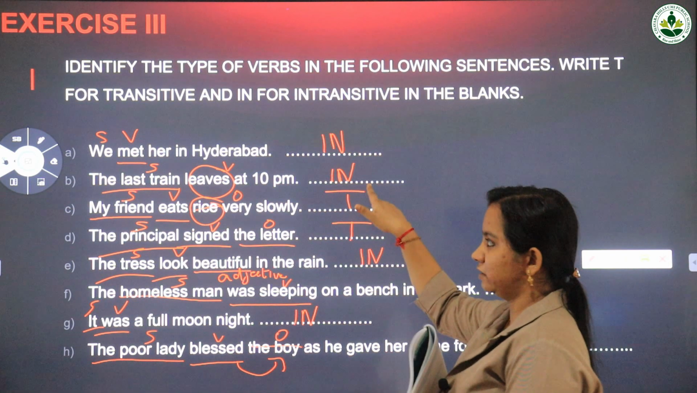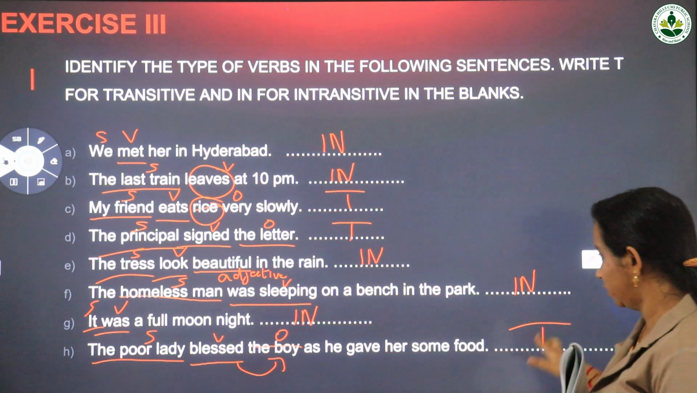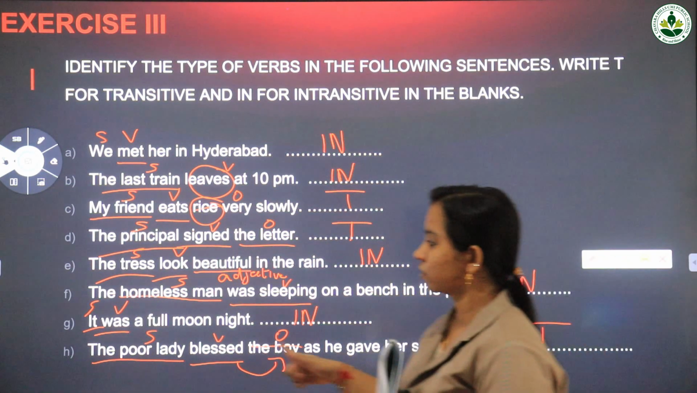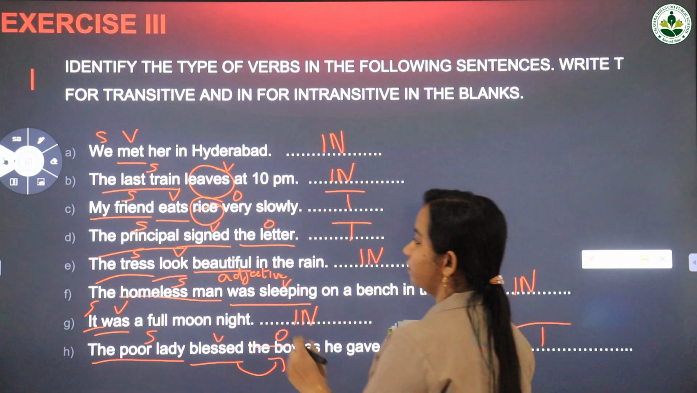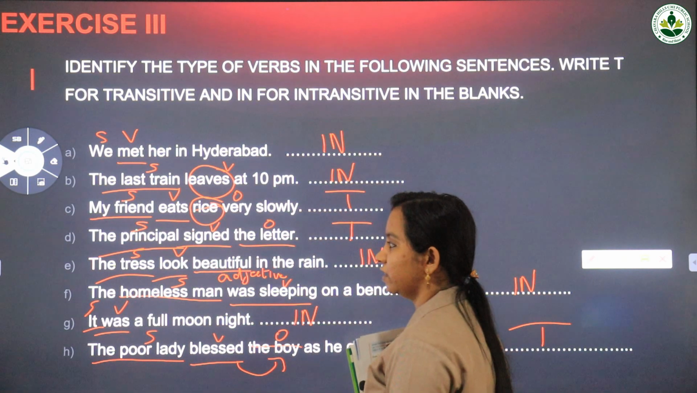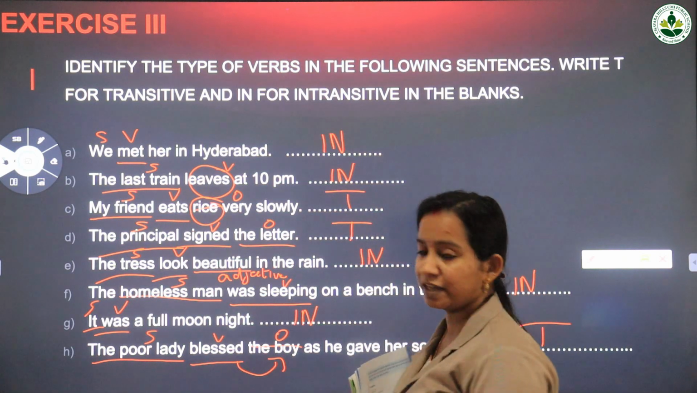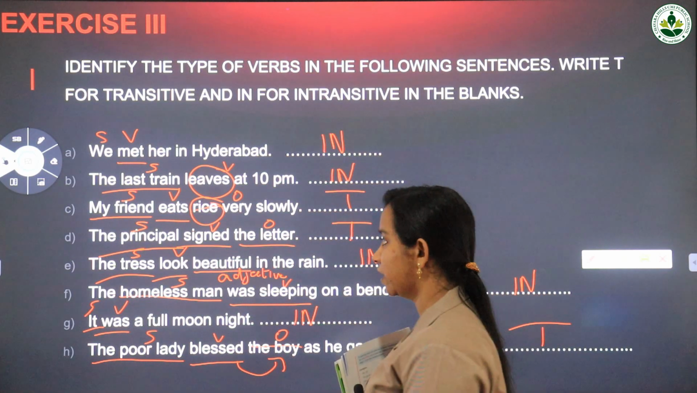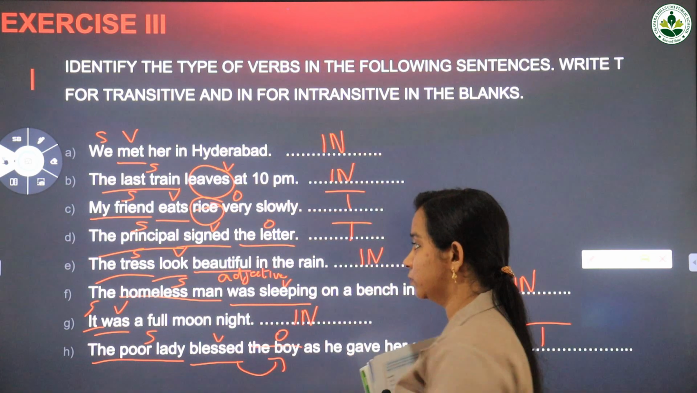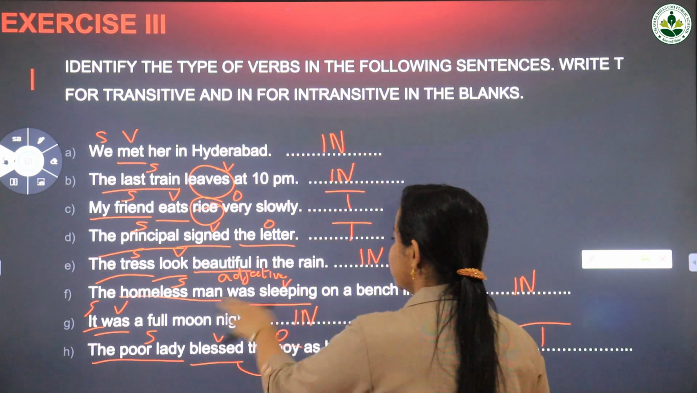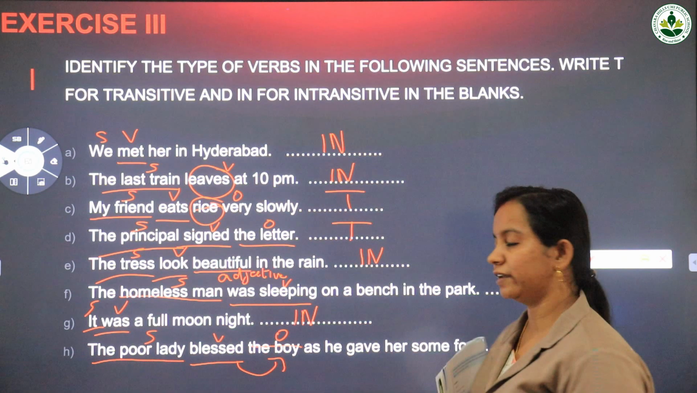So the first one is intransitive, second one intransitive, third one transitive, fourth transitive, fifth intransitive, sixth one intransitive, seventh one intransitive, and the last one transitive. So this is the way to identify. First identify the subject, write S there, then identify the verb, write V, and then look for the object. If there is no object and still the sentence is complete, that is called intransitive. If without the object the meaning is incomplete, then it is a transitive verb.